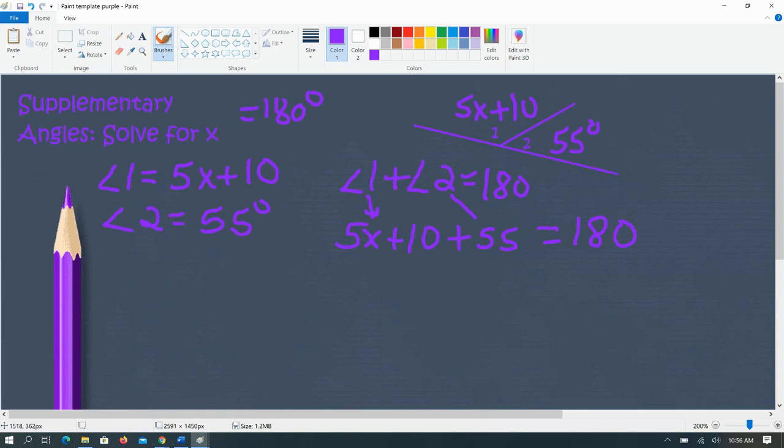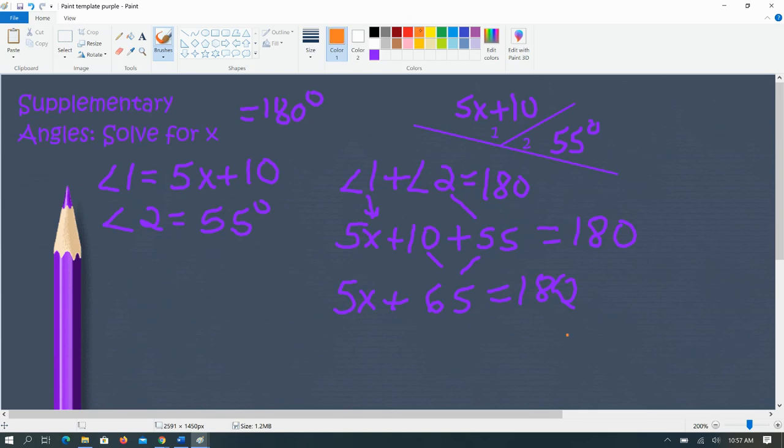So the first thing I would do before I did my box method is I would combine these two whole numbers because I can add 10 plus 55. So when I add 10 plus 55, I would get 65. So now I just bring it down. So here's my actual problem that I can solve using my box method. So I have 5x plus 65 equals 180.